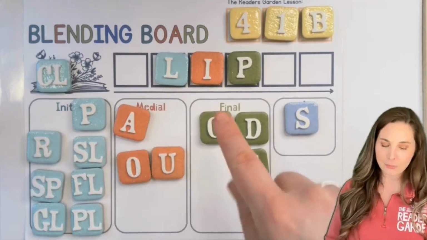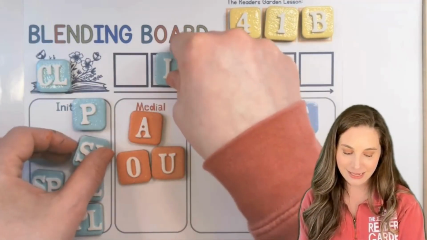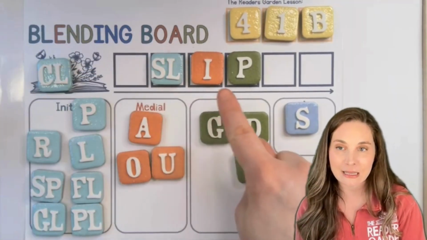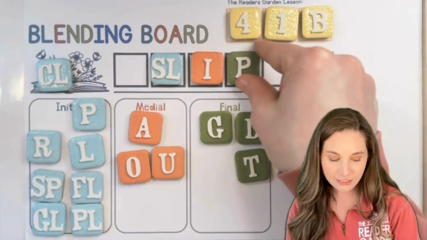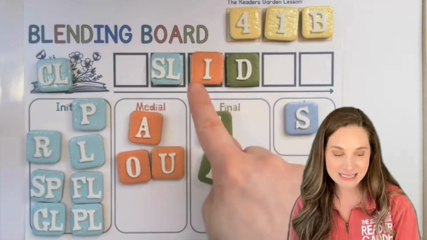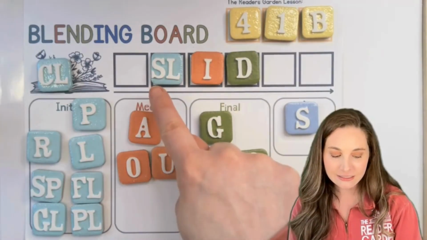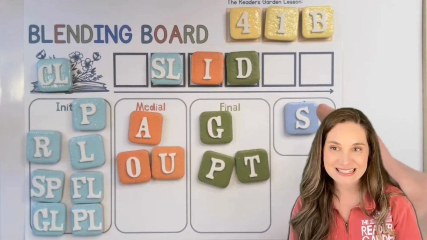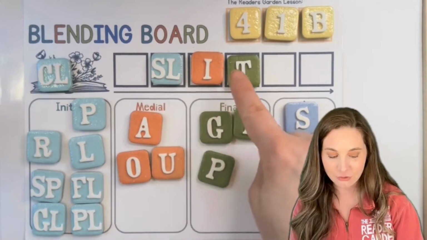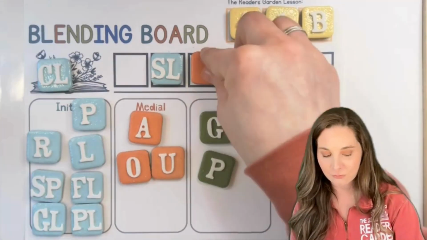Lip. Now if I bring up my SL, what do I have now? It becomes slip. So if I take off the P and bring a D up, I get slid. And I'd like to change slid to slit. So I'll bring up my T, slit. You can cut a slit in your paper with some scissors.